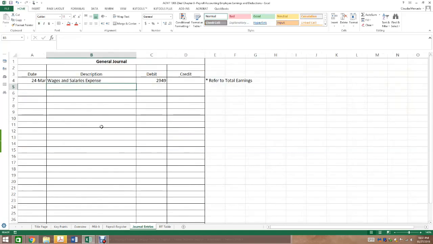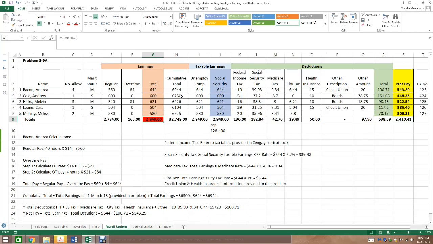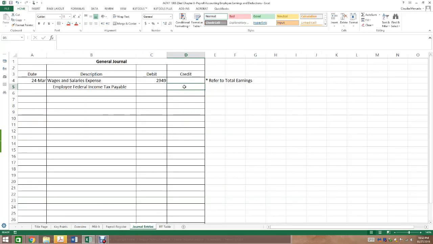So the first thing we're going to do is our employee federal income tax payable. Now, remember, anytime you see the word payable, that is a liability. My normal balance is a credit. So here we're going to be having credits. Payables are always credits. So, federal income tax. I'm going to go back to my payroll register and look for my federal income tax, and the amount is $136. So I'm going to enter that over here.